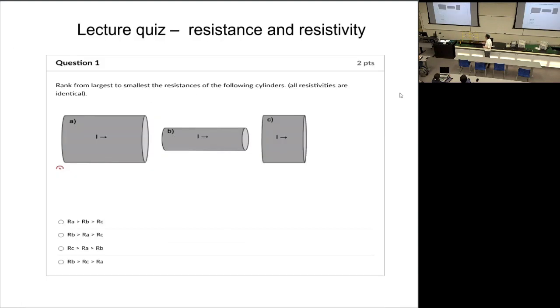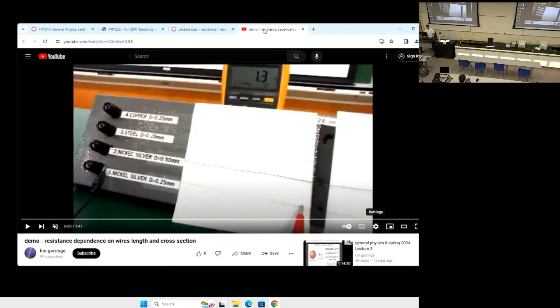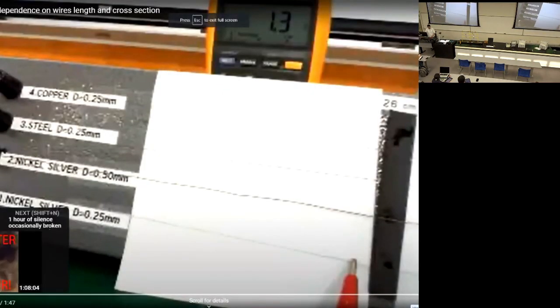Oh, I wanted to show you just a little video of resistivity and resistance and the relationship. Let me just do that. In this video, you're going to see me measuring the resistance in two lengths of wire and two different cross sections of wire.